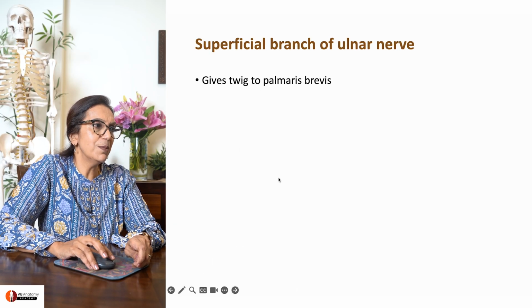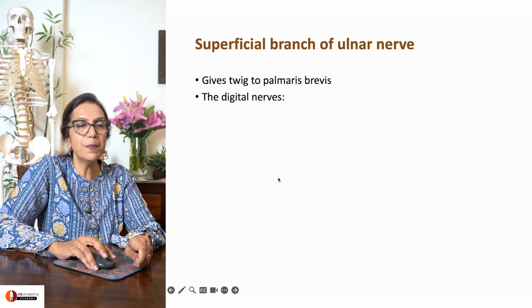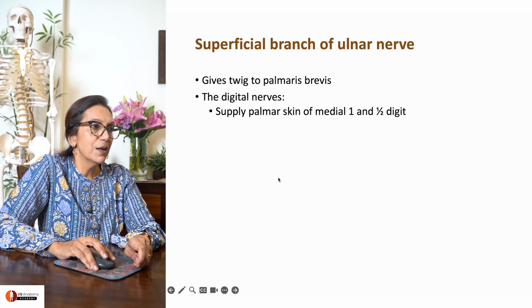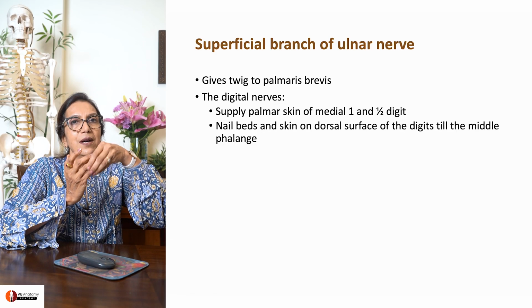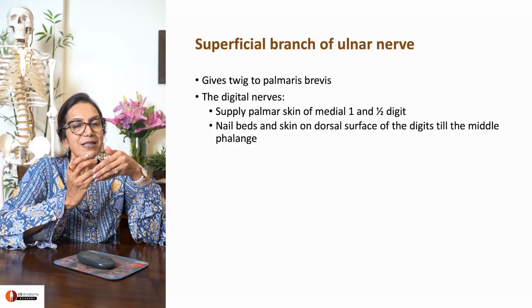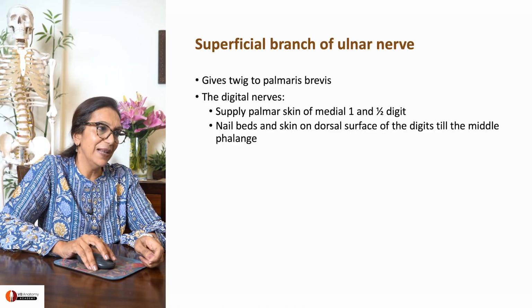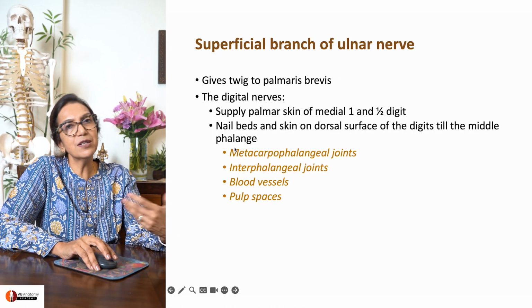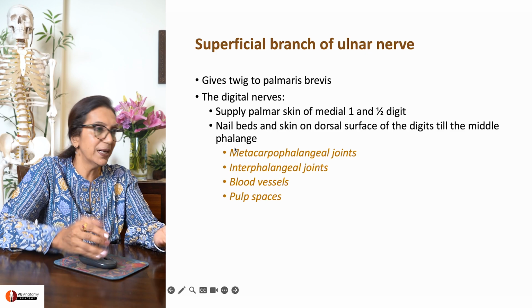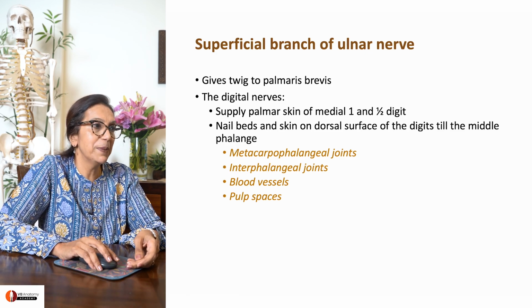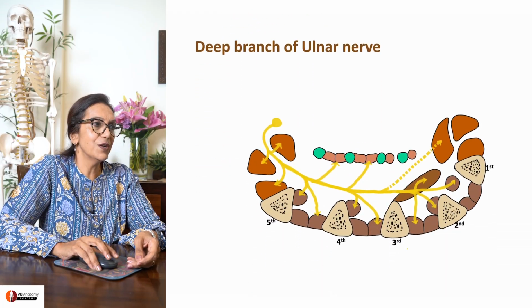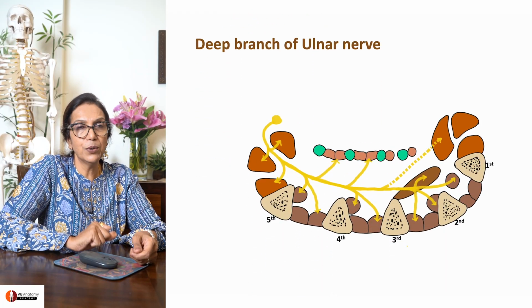So, the superficial branch of the ulnar nerve gives twigs to the palmaris brevis, and the palmar skin of the medial one and a half digits. It crosses over to supply the same on the dorsal side till the middle phalanx. It also supplies all the joints in relation, metacarpophalangeal, interphalangeal, blood vessels and pulp spaces. So that's the superficial branch. Let's now talk about the deep branch.